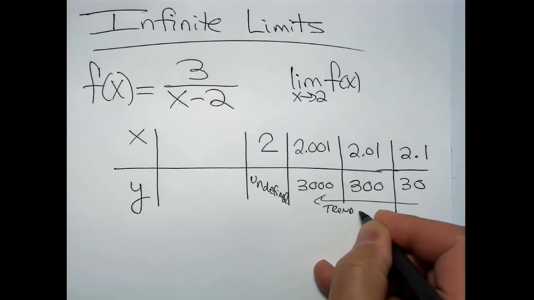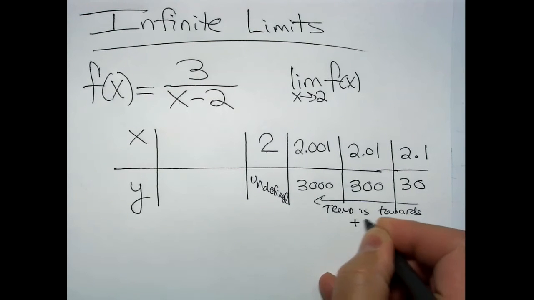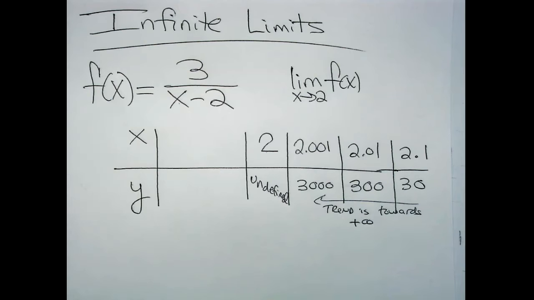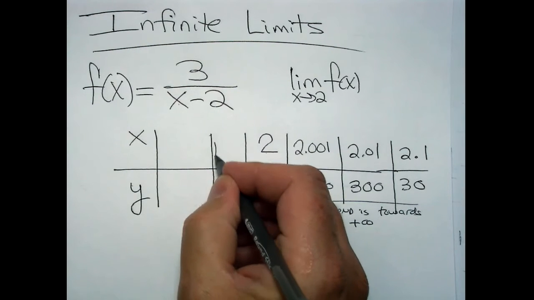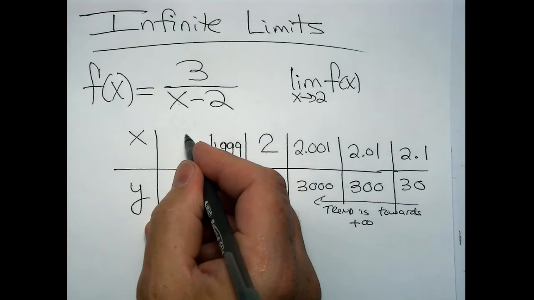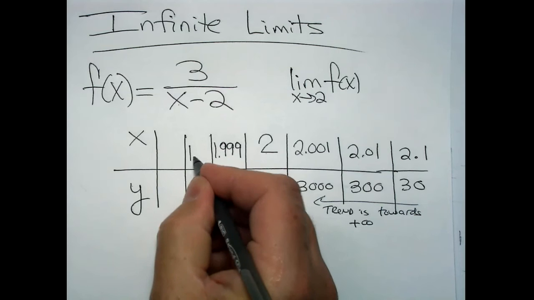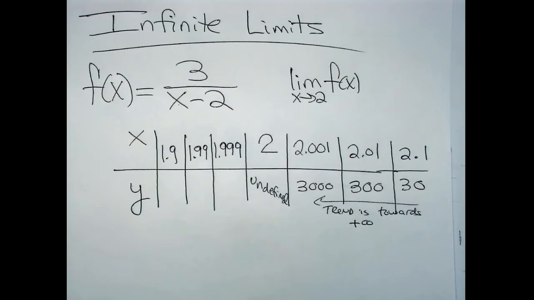If we went to 2.0000001, you would see that the y value would get much, much larger. So it looks like the trend here is towards infinity. In fact, positive infinity. Now, on the flip side, if we look over here at numbers next to 2, very close on the left side, 1.999 and maybe 1.99 and even 1.9, we notice a different trend.